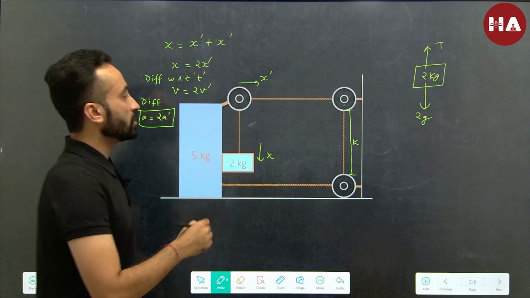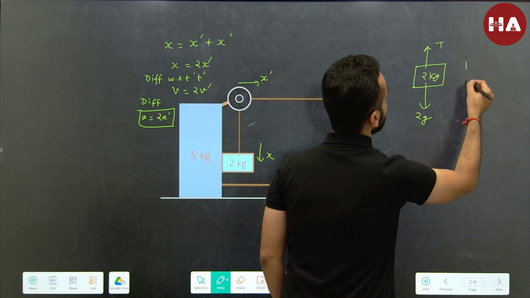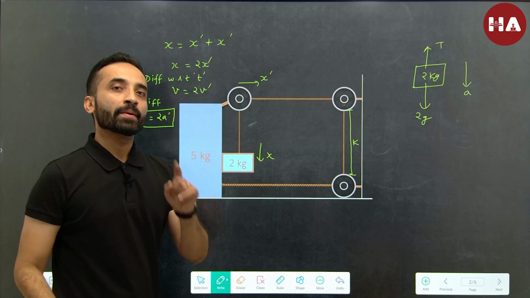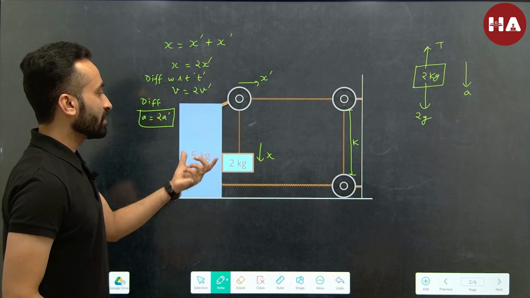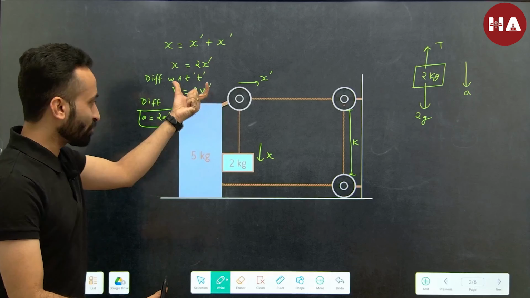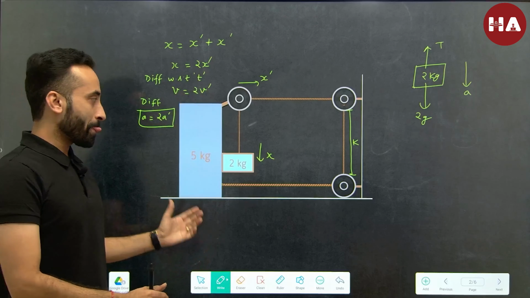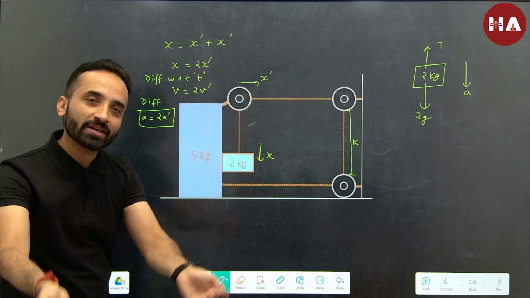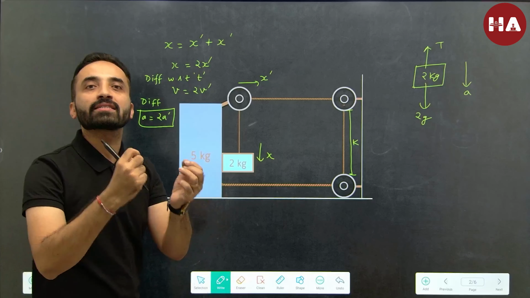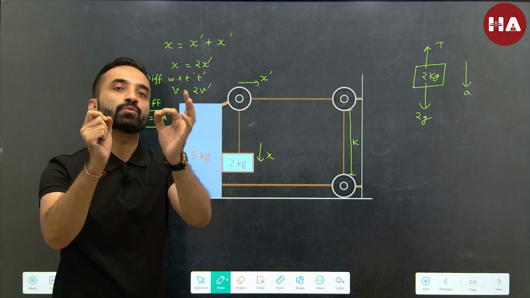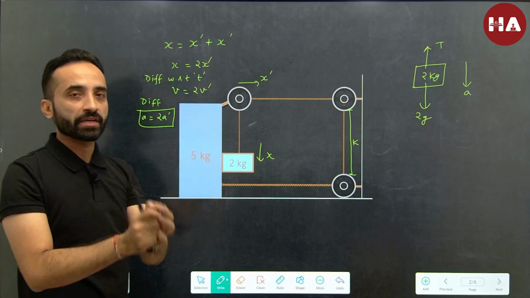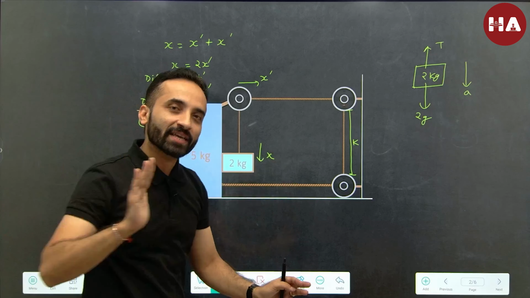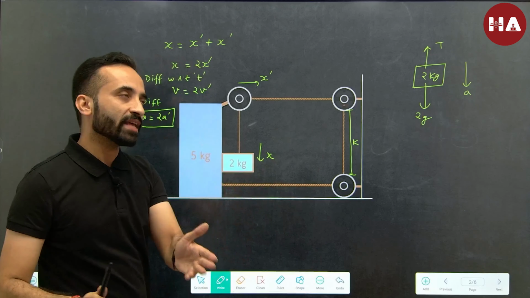Alright. So can we say that the acceleration of this is a downwards? But there is a catch. Do you think that 2 kg is only moving downwards? Or does it also move forward with 5 kg? Of course it will, because we are studying rigid body dynamics. What are we studying? Rigid body dynamics. So if 5 kg is moving forward, 2 kg will move forward with it as well.